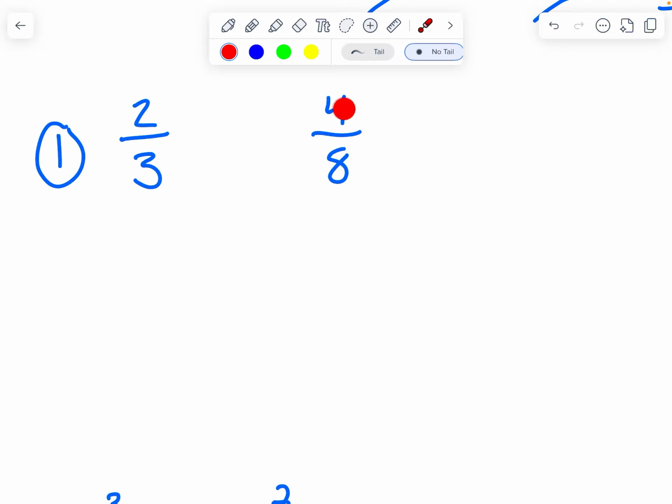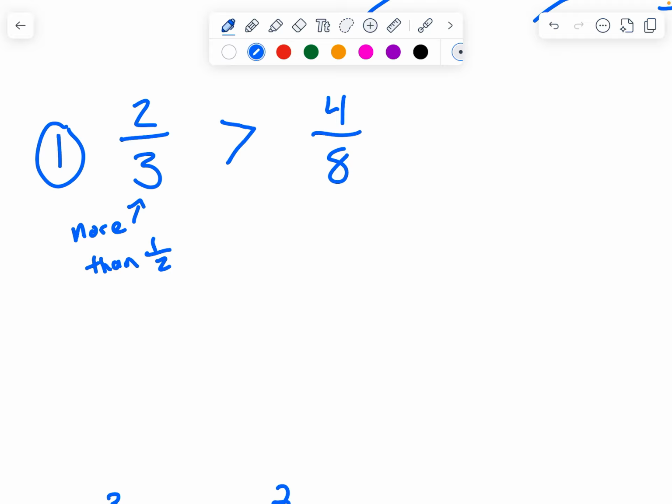But I do notice this. If I have 8 pieces and 4 are shaded, then I have half the cake. This is 1/2. This fraction, on the other hand, I have 3 pieces in the whole. Half of that would be half of 3 is 1.5 of those pieces. If I have 2 pieces, that's more than half. So 2/3 is more than a half, and 4/8 is a half. So if I'm trying to justify my reasoning, I can say, well, that's more than a half, and this one is 1/2.